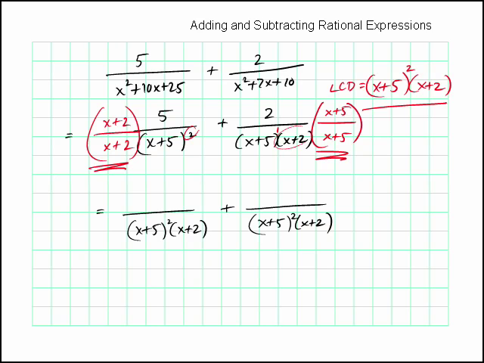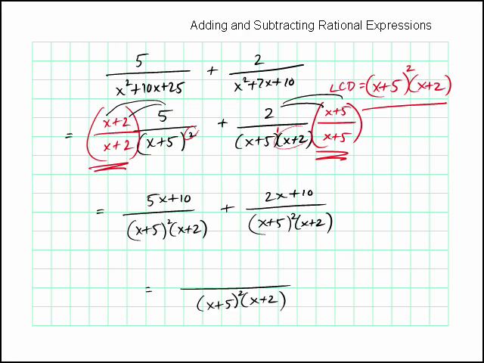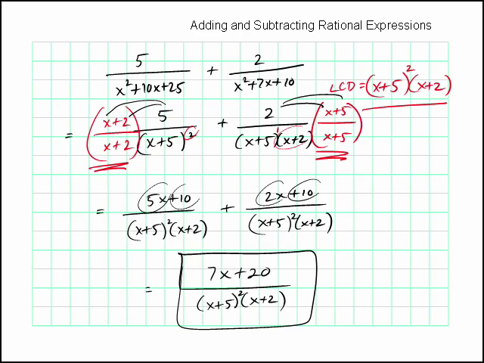In the numerators, let's see what we have. 5x plus 10. And up here we've got 2x plus 10. We can now combine the numerators together and get, let's see, 5x plus 2x is 7x, plus 10 plus 10 is 20. Nothing reduces. That is our answer. And that is how we add and subtract rational expressions.